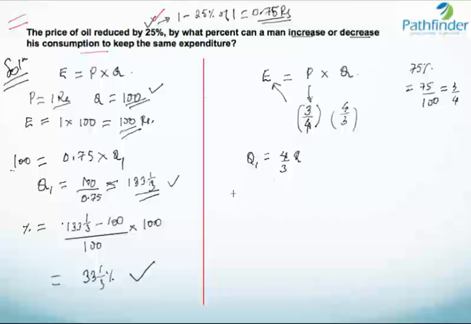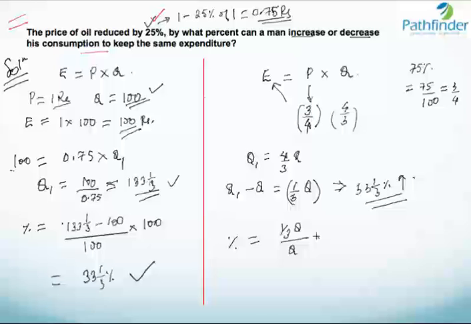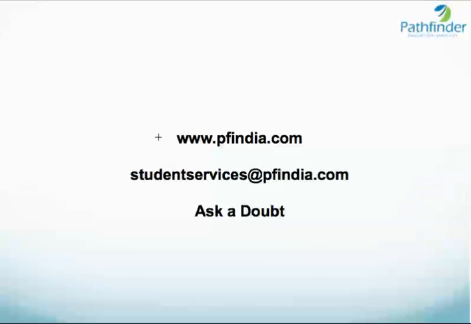So what does this mean? This means that the new consumption minus the old consumption is 1/3 of the old consumption, and which stands for a 33 1/3% increase. Why 33 1/3% increase? Because the percentage increase is given by the difference of new and old consumption. So 1 by 3Q divided by Q into 100, which will yield us the same figure, 33 1/3%. So with this we come to an end of this session.